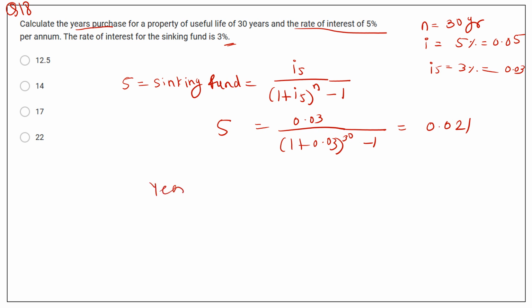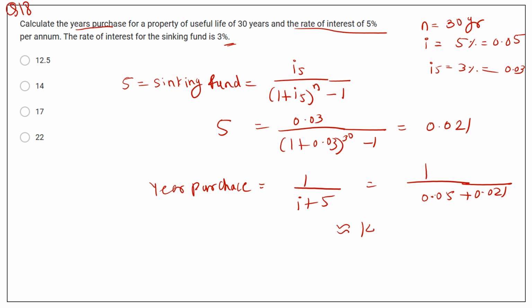Then year purchase is 1 divided by I plus S. So here I is the rate of interest and S is the sinking fund. Rate of interest is 0.05 and S value is 0.021. So here this year purchase is nearly equal to 14. In the options, 14 is in the second option. So option number 2 is correct.